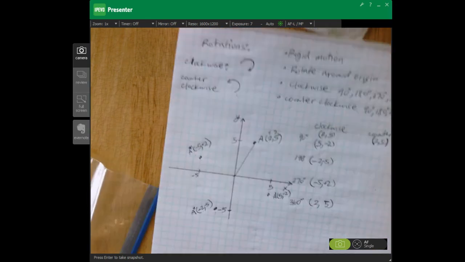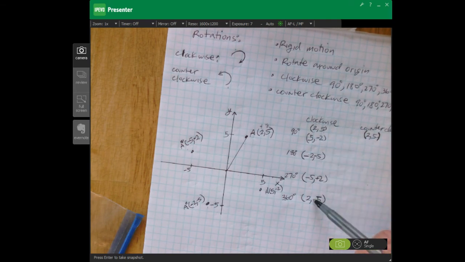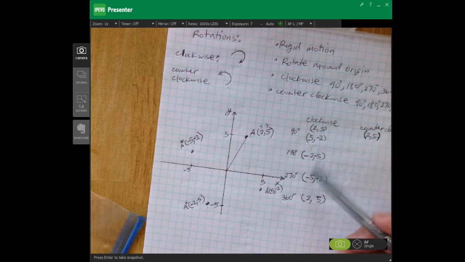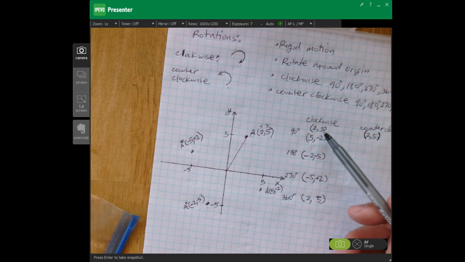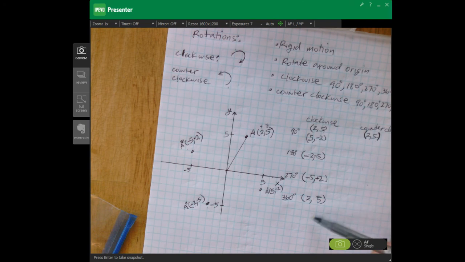Okay, so I want you to look for patterns. Do you see anything? 2, 5, 5, -2, -2, -5, -5, +2, 2, 5. We'll get back to this in a little bit, but it might help to see one of the patterns if you just ignore the signs. So look for that.